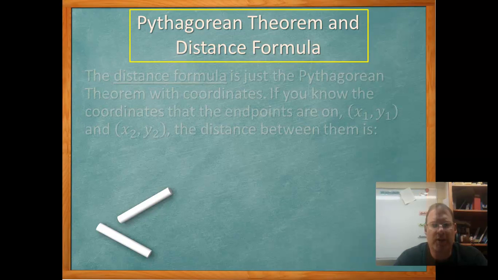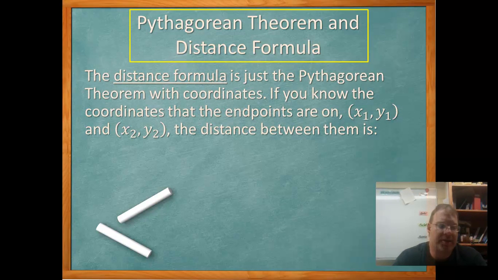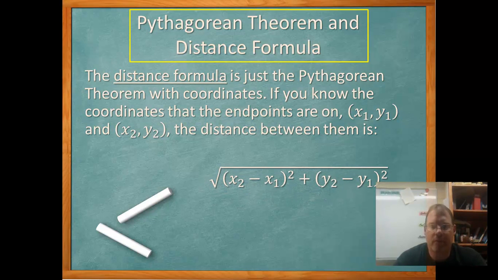So the next thing would be the distance formula. The distance formula is nothing more than the Pythagorean theorem with coordinates. If you know the coordinates of the endpoints, the distance between them is this lovely formula. And it looks a heck of a lot more complicated than it actually is.